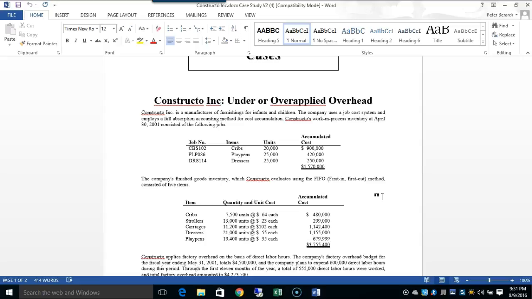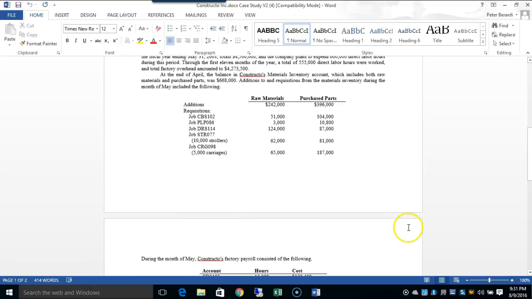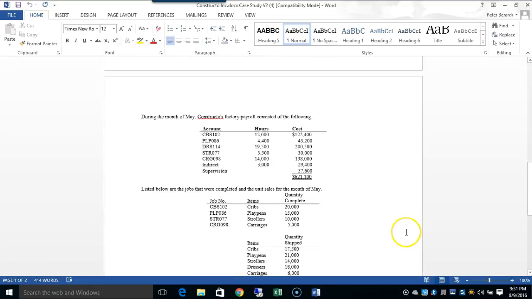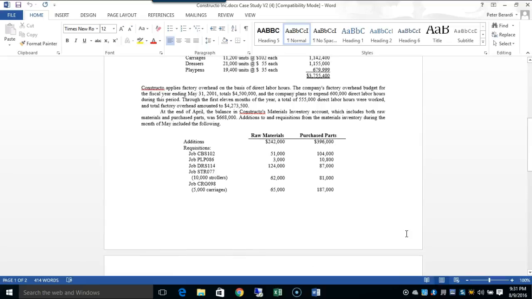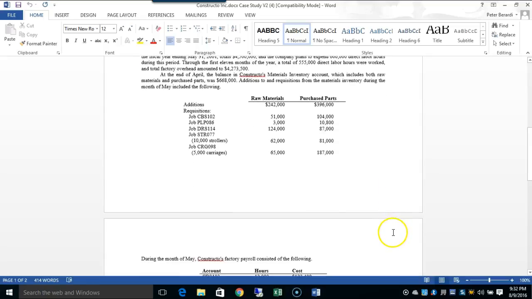So let's go through our problem and essentially see what they want. First of all, there's a lot of information here, and you're not going to be using most of it. The point is for you to understand the components of the absorption cost method, job costing, and manufacturing overhead, and figure out what information in all this case is relevant.